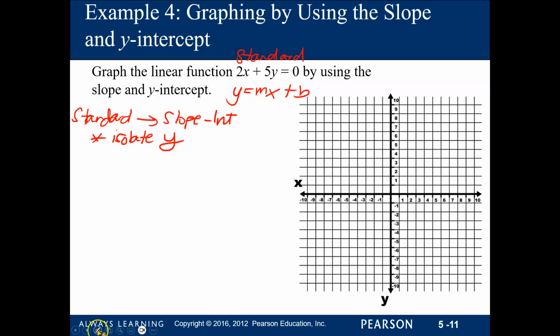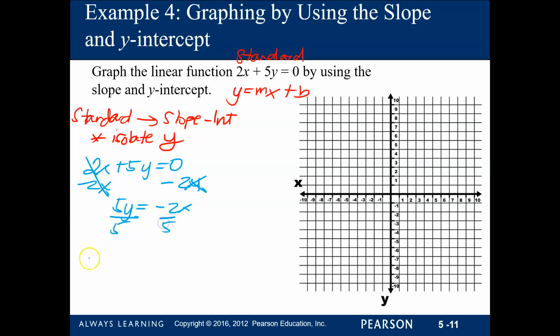So in our example here, we have 2x plus 5y is equal to 0. First thing, we move our 2x, so that's a minus 2x. Sorry, that's an x. So you have 5y is equal to negative 2x plus 0, okay? And then we only want y, so we divide by 5. So our slope-intercept form of the equation will be y is equal to negative 2 over 5x.